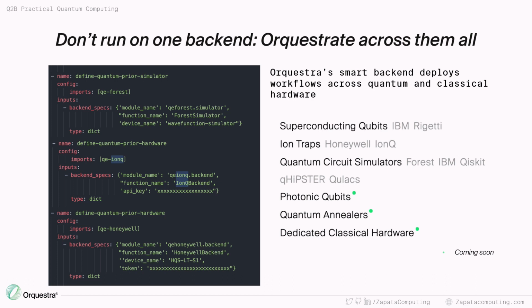As I'm mentioning here, for example, you can run directly in Forest, do simulations, and go with the IonQ backend and also with the Honeywell backend. And this is just a handful of the ones that you might like to try. For example, we can run on superconducting qubits, such as IBM's quantum computer or Rigetti's quantum computer, and we will have some more offerings coming up soon.